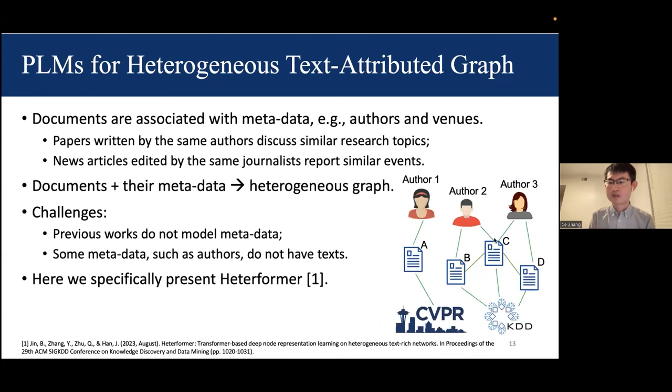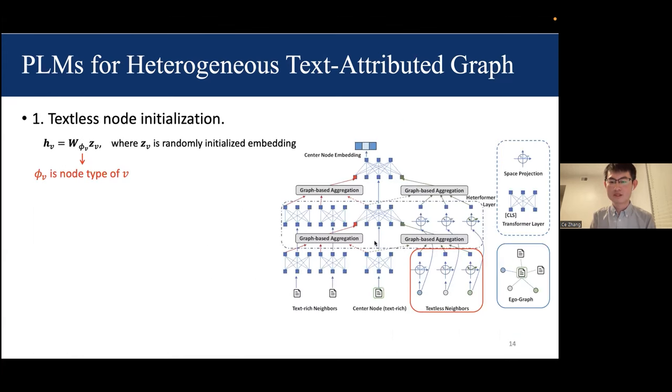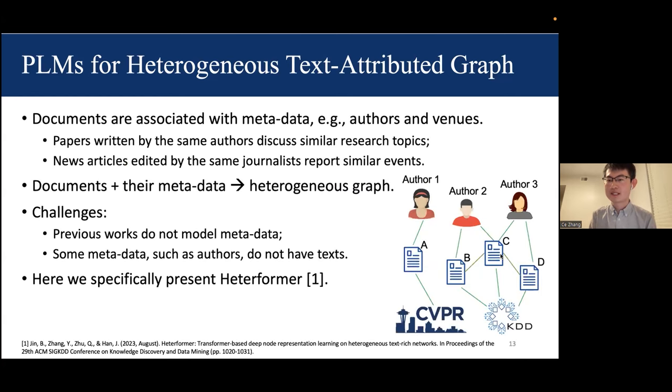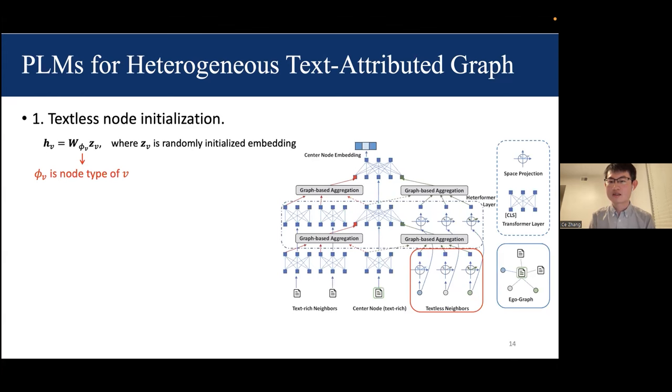Let's look at the previous figure. Suppose document C is the central node. Then C has two document neighbors, B and D, and B and D have textual content. So we say they are text-rich neighbors, and we put B and D on the left-hand side. Similarly, document C also has two authors and one venue. These three neighbors don't have text data, so we say these three are textless neighbors. We put them on the right-hand side here. The goal of this model is to learn the embedding for the central document, and we want the embedding to capture both text-rich neighbors and textless neighbors.